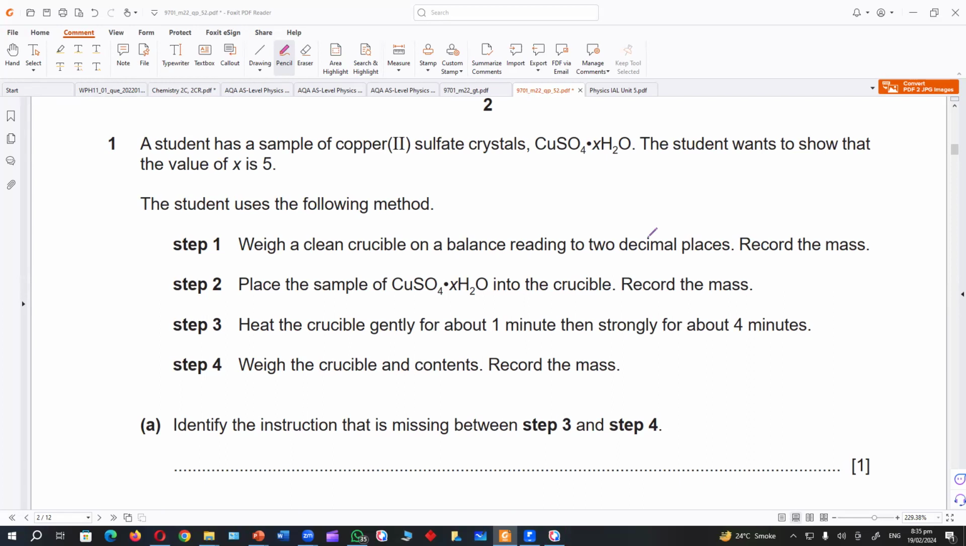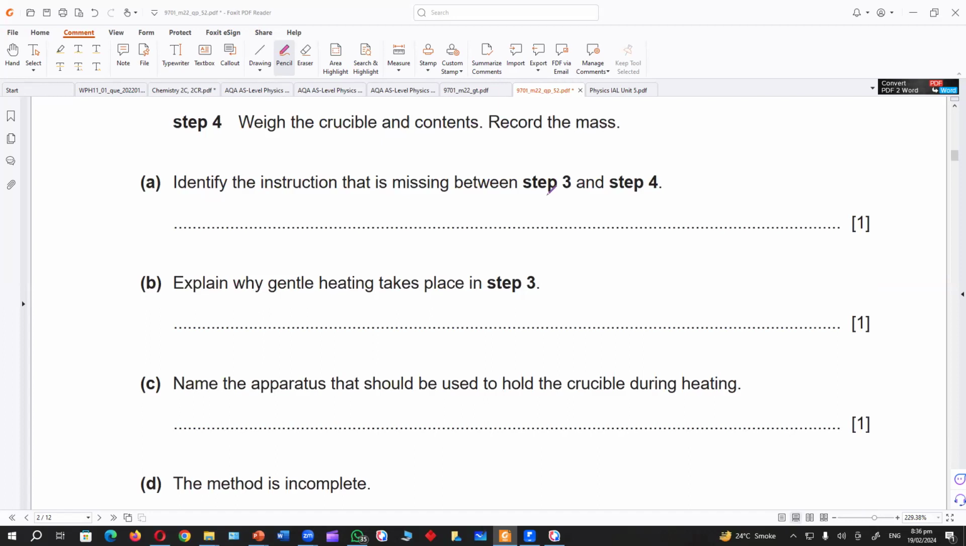Weigh a clean crucible on a balance reading to 2 dp, record the mass, place the sample of copper sulfate H2O into the crucible, record the mass, heat the crucible gently for about 1 minute, then strongly for about 4 minutes. Weigh the crucible and contents, record the mass. Identify the instruction that is missing between step 3 and step 4.